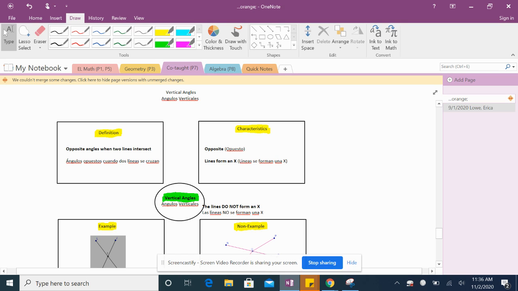This video is on vertical angles. Este video es sobre ángulos verticales.